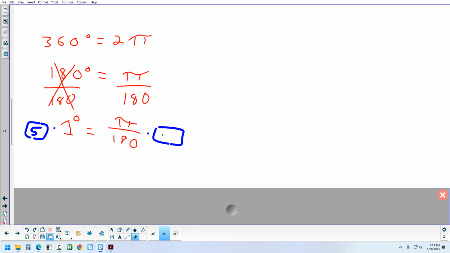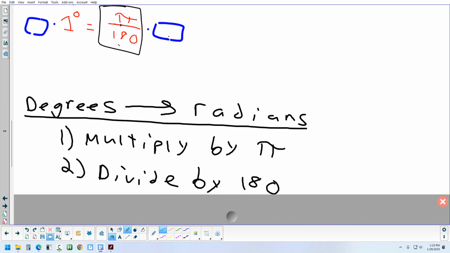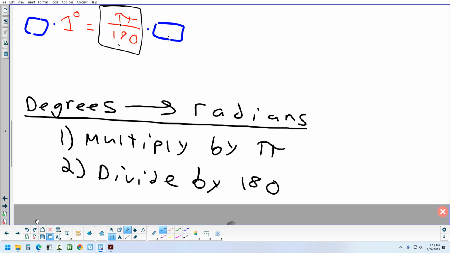It's not important what number you put in the blue box. What's important is this. That's the conversion between degrees and radians. Whatever you're trying to convert, you multiply by pi and you divide by 180. That is how you change a degree to a radian. Whatever number is in that box, multiply it by pi and then divide it by 180. Those are the 2 steps to change degrees to radians.